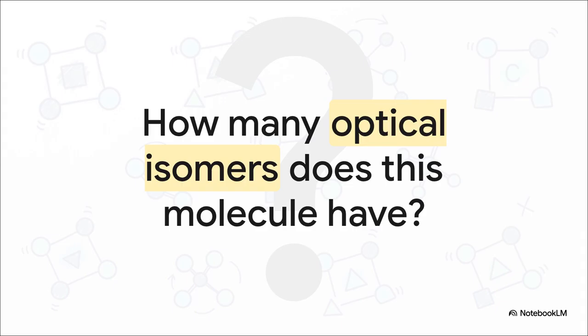All right, here's our mission for today. Take a good look at this molecule. We're going to figure out one simple thing: just how many optical isomers can it have? Now, to get to that answer, we've got to start by hunting for something really specific, kind of hidden inside its structure. So, let's get into it.